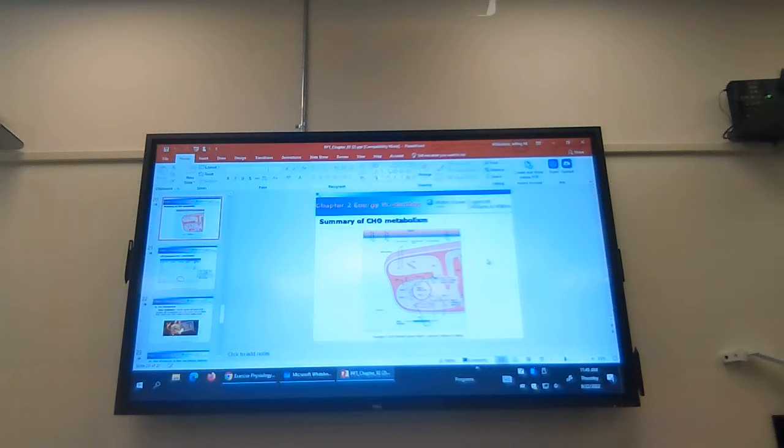Cori would be lactate. So the Cori cycle would be the lactate to glucose. So you can put L up here.